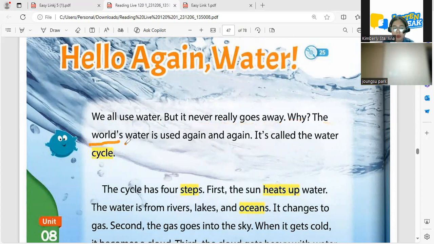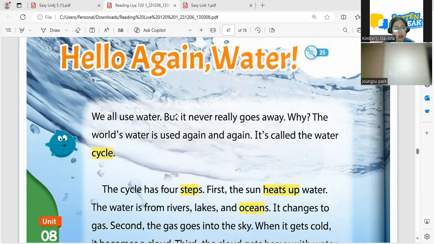The word... water is used again and again. Each... the water cycle. Okay, so it's called the water cycle. So that's how we form water through the cycle called the water cycle.